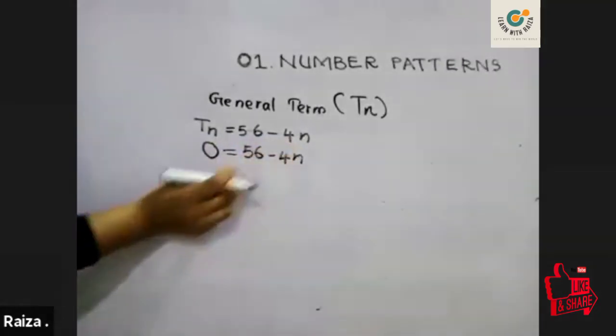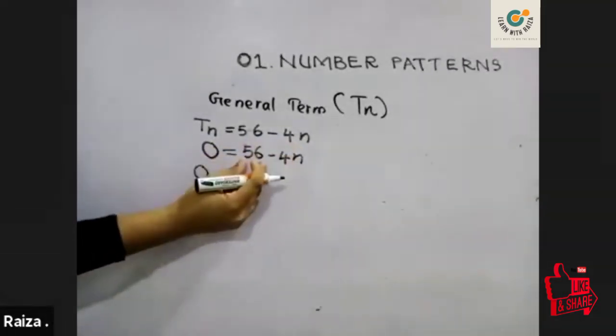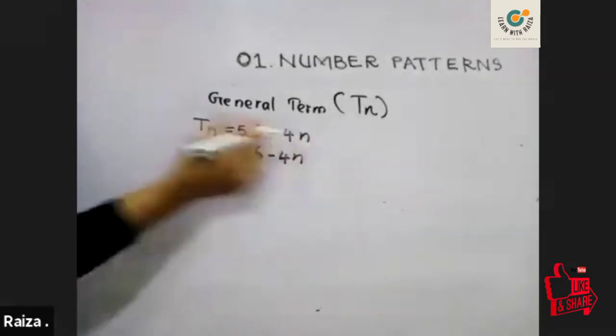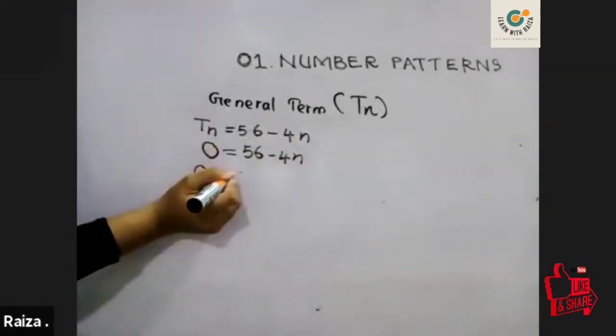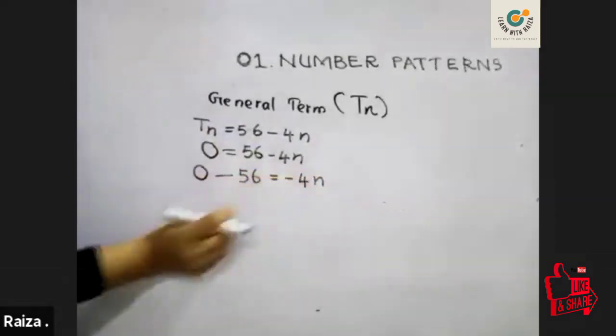Okay, right. I'm taking the number 56 here. What should I do for that? This is already positive, so I have to subtract from both sides. So 0 minus 56 equals minus 4n, right?